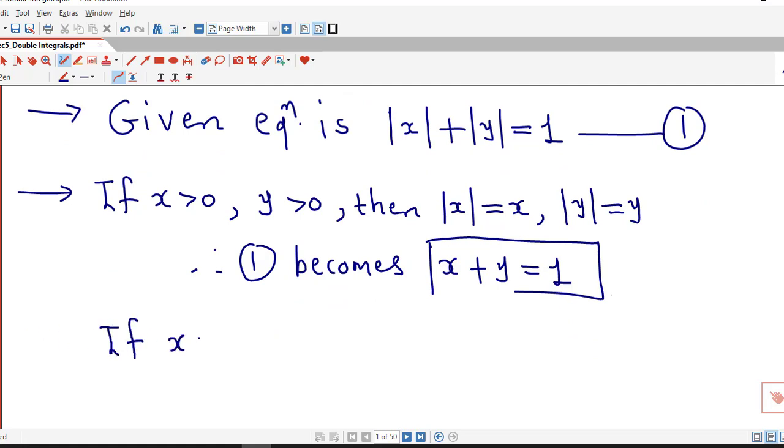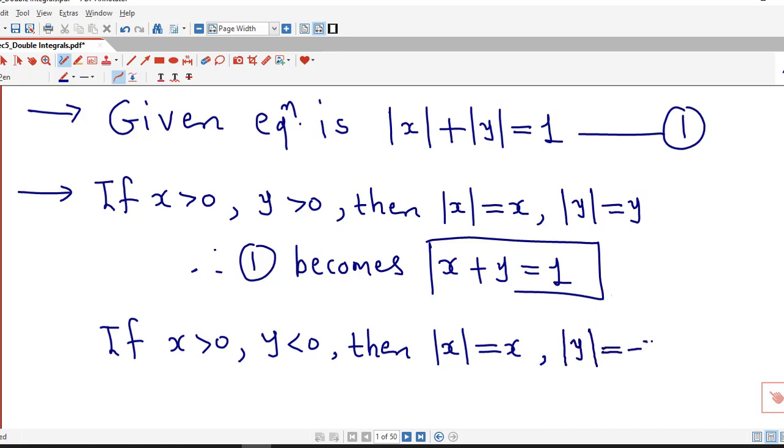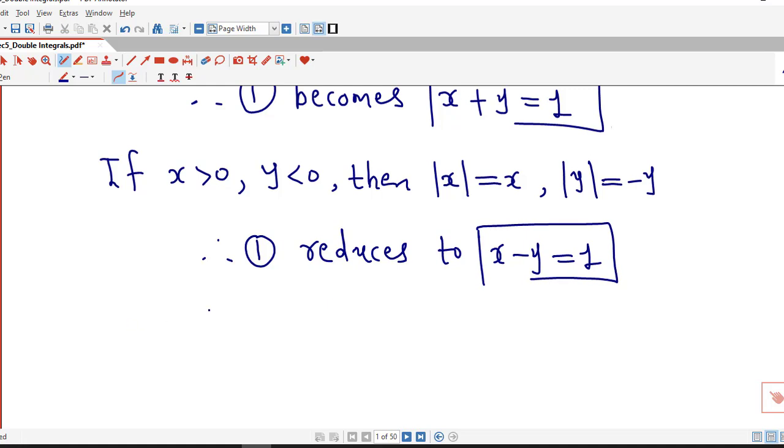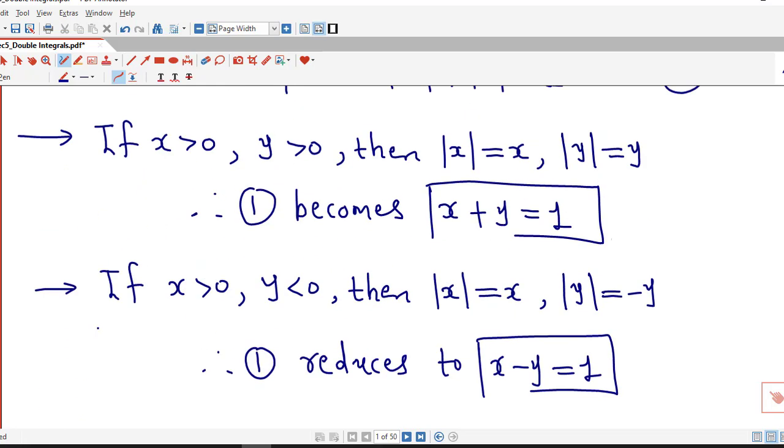Then we keep x positive and we consider y as negative, and then because x is positive, the absolute value of x is x and the absolute value of y is minus y. So in this case equation 1 reduces to x minus y equal to 1. So this is the second boundary of the square.